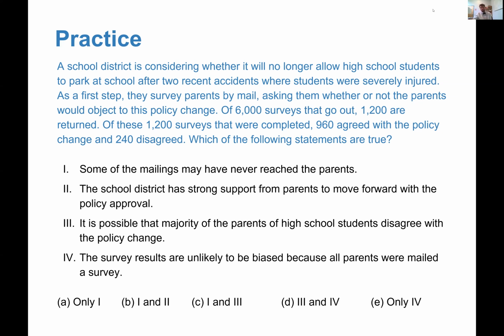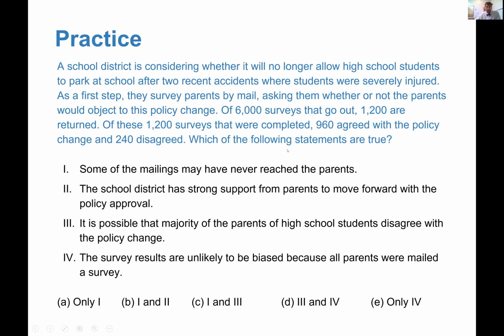And number 4, the survey results are unlikely to be biased because all parents were mailed a survey. Okay, so then our possible answers are only 1 is true, or 1 and 2 are true, or 1 and 3 are true, or 3 and 4 are true, or only 4 is true. So when I look at this, number 1 is possible. So which is the one that includes 1? A, B, and C. Now number 2 is that it has strong support.